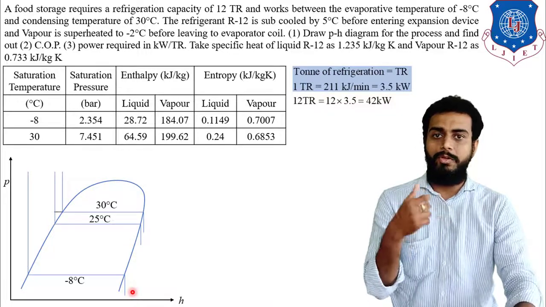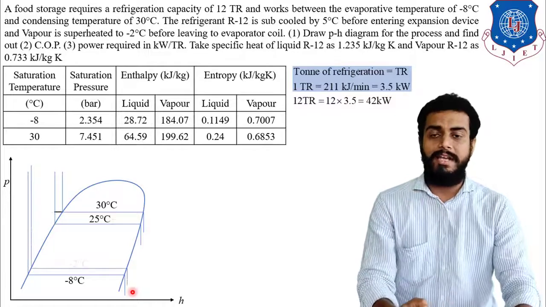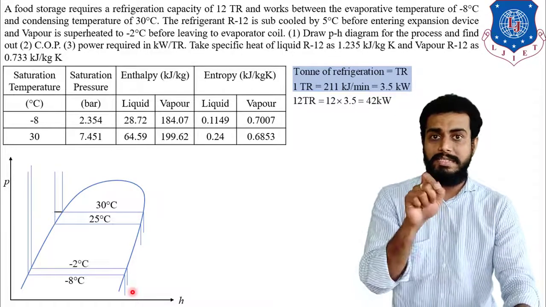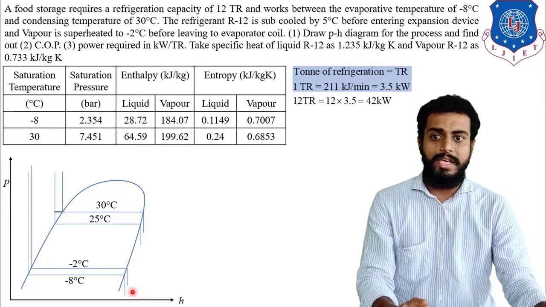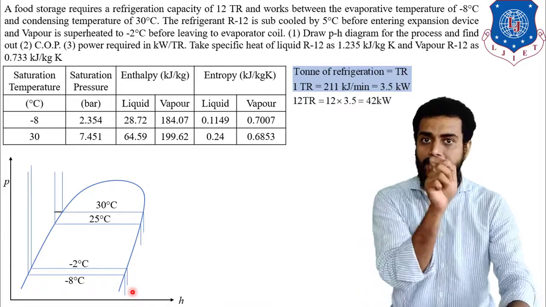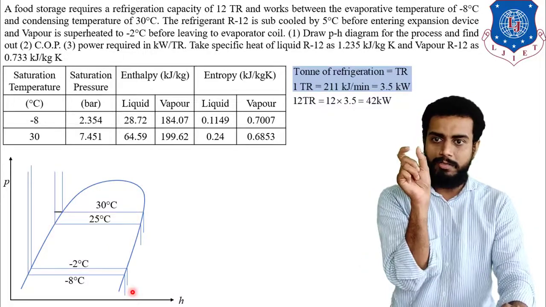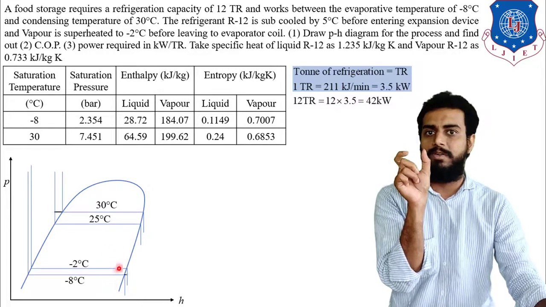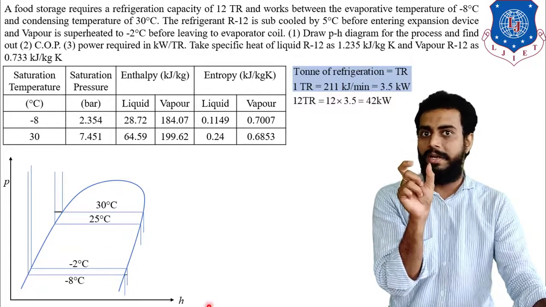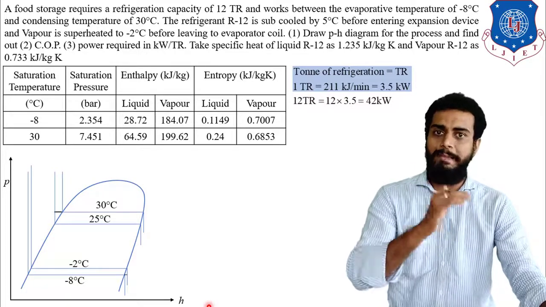So what we will do? We will do the superheating. So minus 2 degrees Celsius line, let us draw that on the diagram. I hope everyone can see that minus 2 degrees Celsius line on the diagram. Now here I will draw the superheating process. See, a very small line is drawn over here. That is nothing but the superheating process before compressor. Okay, so now let us draw the remaining cycle.